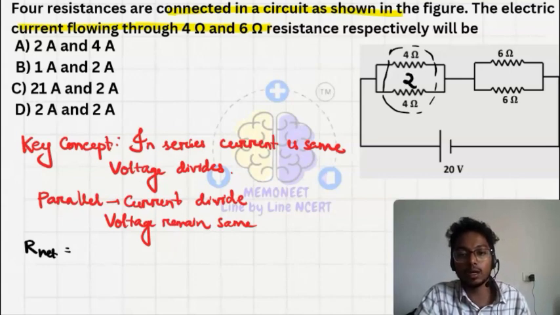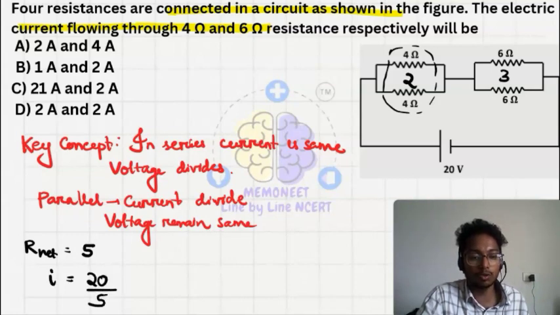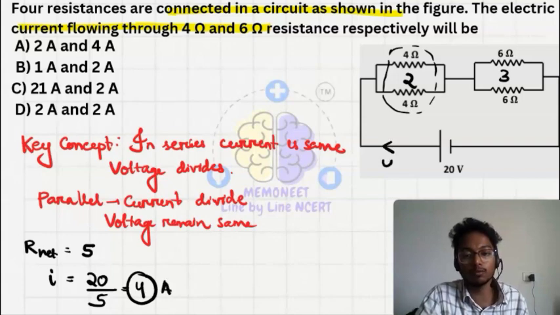And here the equivalent resistance will be 6 into 6 upon 6 plus 6, it is 36 upon 12, it is 3. So R equivalent will be 3. So net R will be 2 plus 3, as these are in series, that is 5. So I is equal to 20 upon 5, which is 4. So 4 ampere is the current flowing through this. And when it reaches this point, how will it divide?